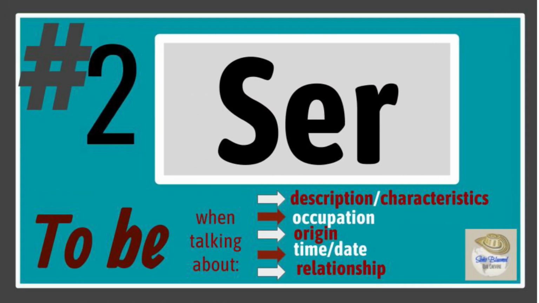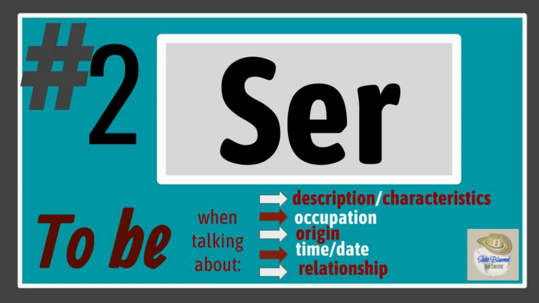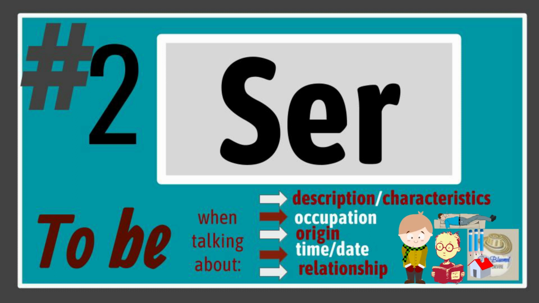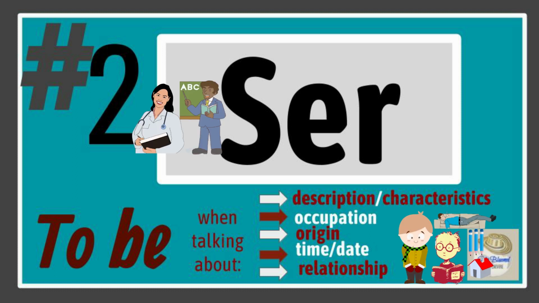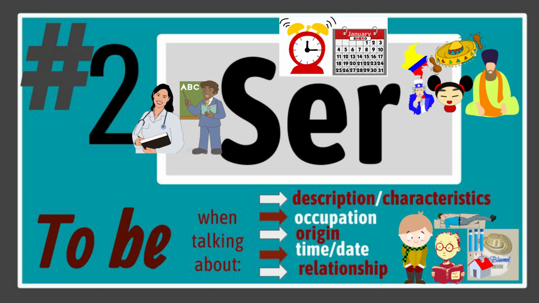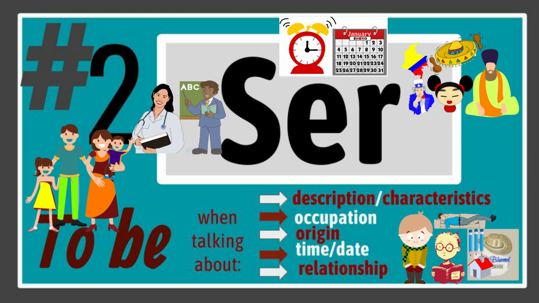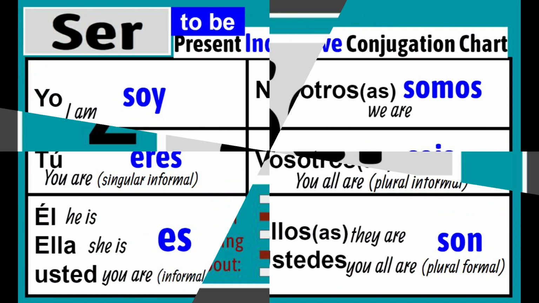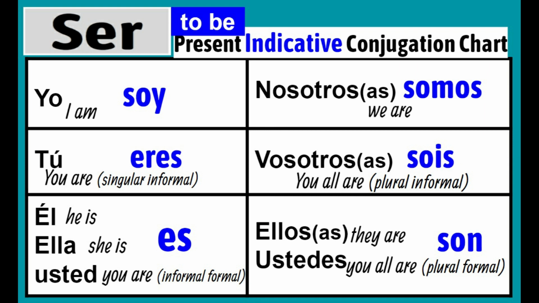Ser. Use this verb to talk about description and characteristics, occupation, origin, time and date, and relationship. Here is the conjugation chart of the verb ser in the present indicative. Listen and repeat after me.